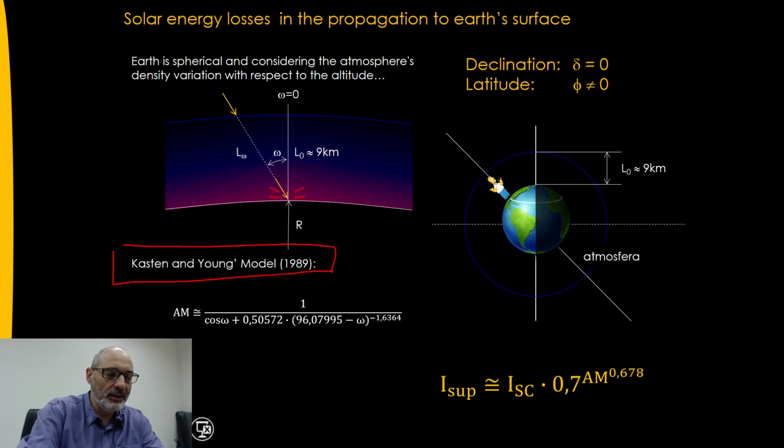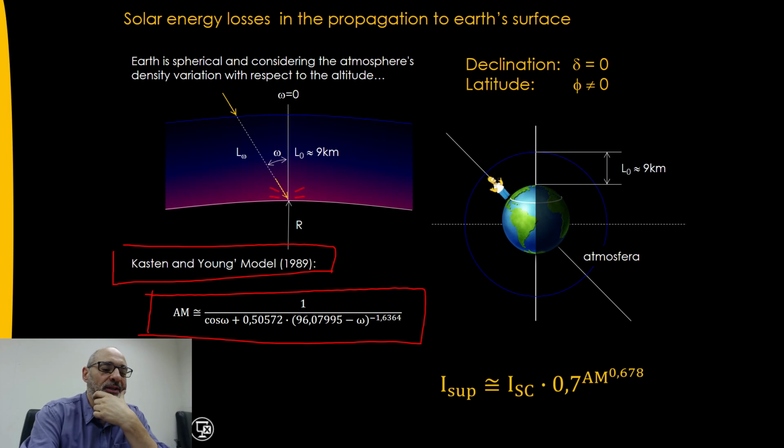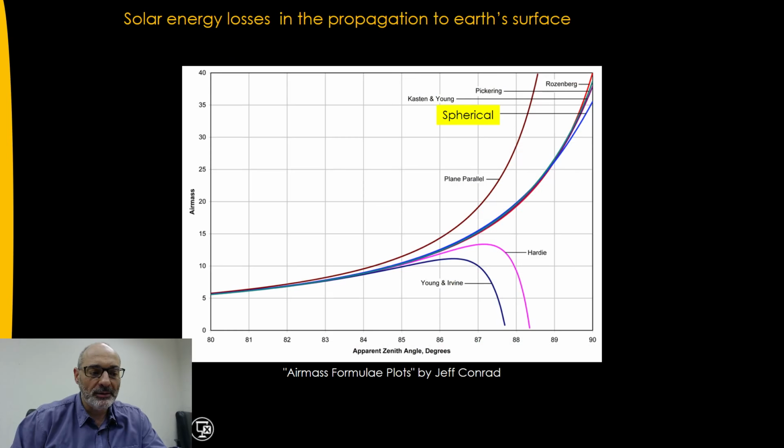Some researchers did this, and they got this model for the air mass coefficient. It also takes into account diffuse radiation and the variation of the density of the atmosphere, which is much less in the upper layers. You can take this into account through this type of model. And there are several others. I want to show you some.